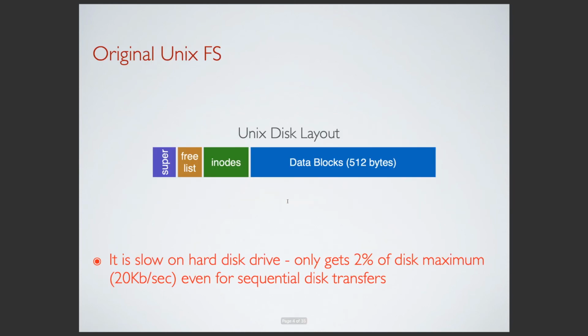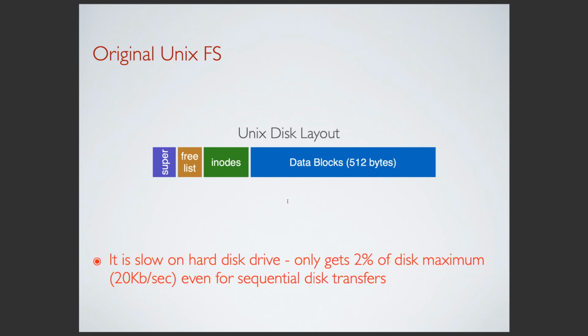So what was the original file system in Unix, for example? The disk is divided into four pieces. The first block usually is going to be the super block, and that's to tell how the disk is organized, how the file system is organized, and so on. So it contains all the data necessary when we boot the computer. We read the super block and we have everything we need.